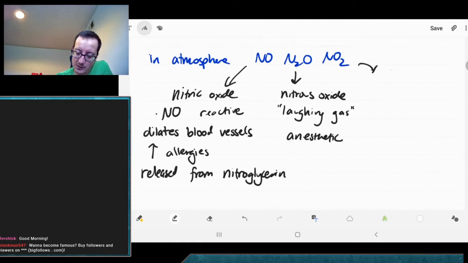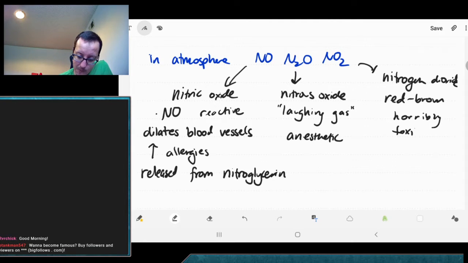And then here we have nitrogen dioxide, which is kind of a red-brown, horribly toxic gas. And so it's not fun. Not really many uses for that. That's the one that will combine with water to form nitric acid. That's kind of one thing to do with it.